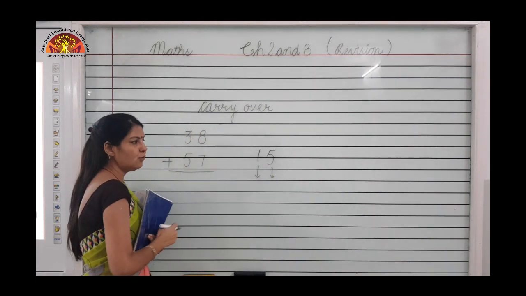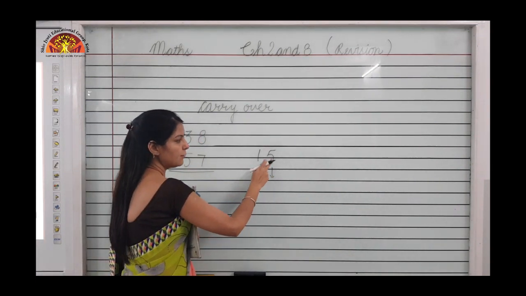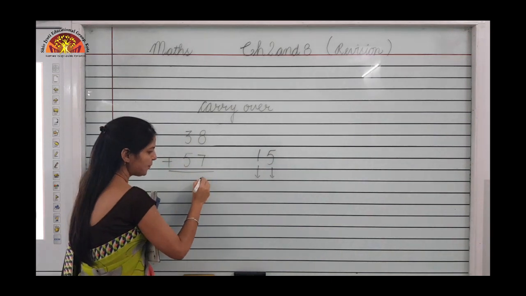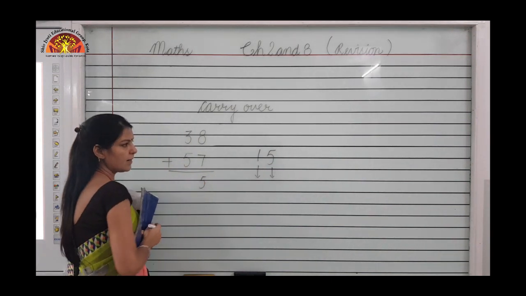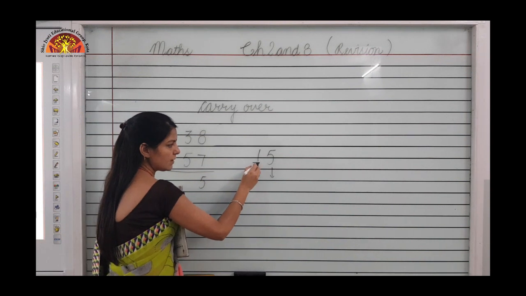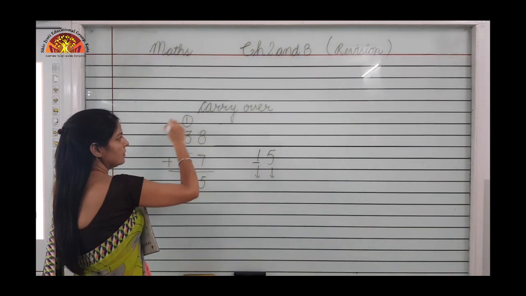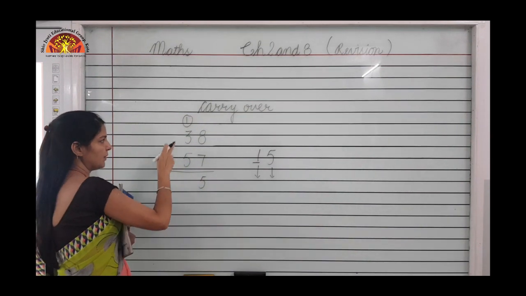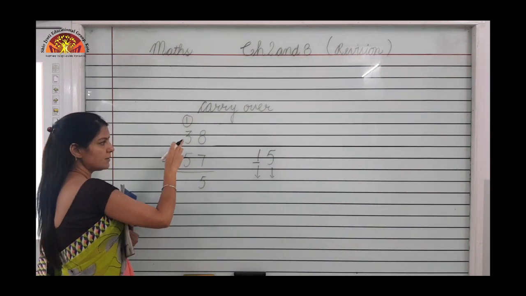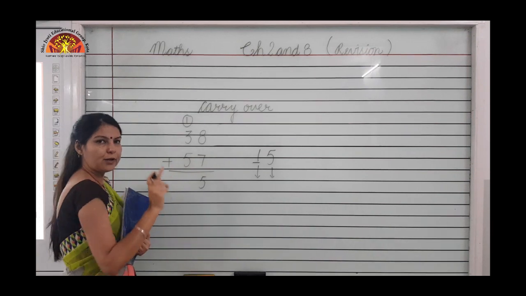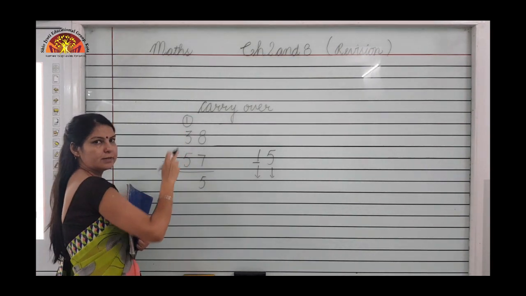So what will we do? The digit which is coming at ones place we will write here below 8 and 7, and the digit which is left over here we will carry to the other digit which is at tens place. Now we will add these two digits, and don't forget to add the carryover digit also.